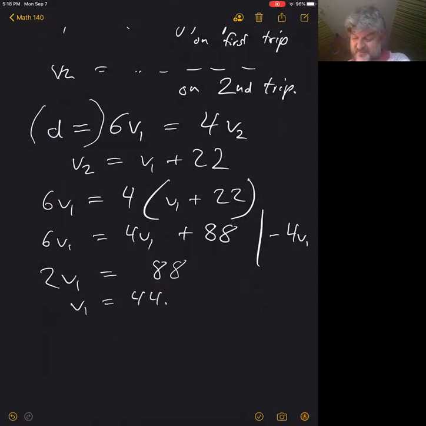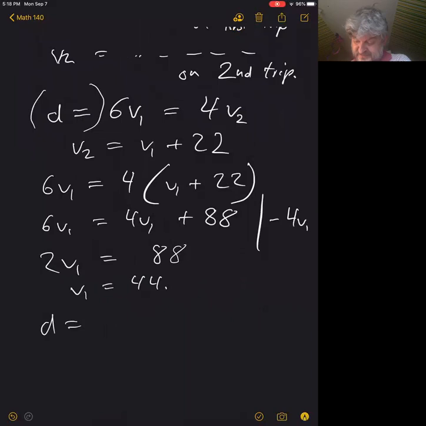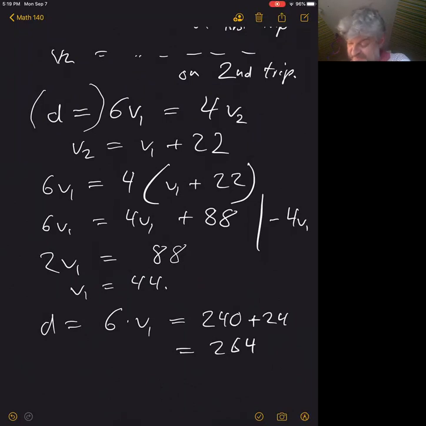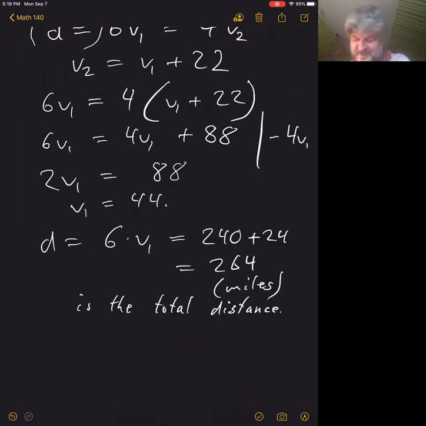Are we done? No, because it asked about what's the total distance. And that was 6 times v1, so 6 times 44, which is 240 and 24. And that is 264. Our unit for distance is miles. At that point, I remember the unit and put that back in. Of course, I just checked it's vaguely realistic. I'm not claiming it's the exact distance, but that's what the math comes out to be, okay?